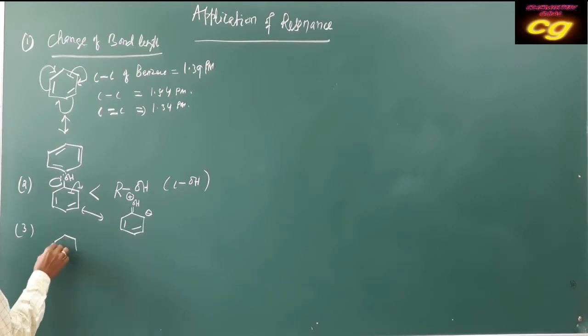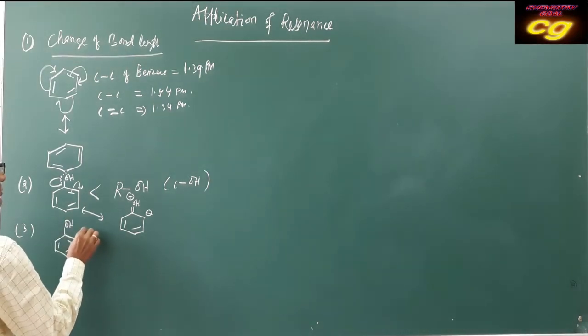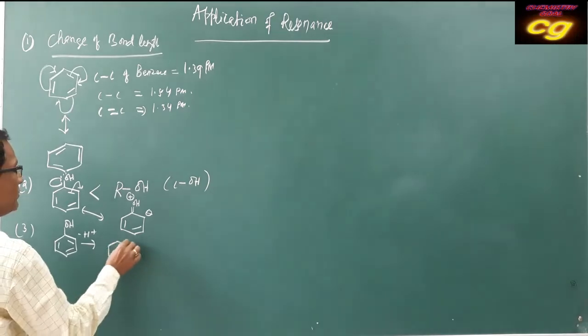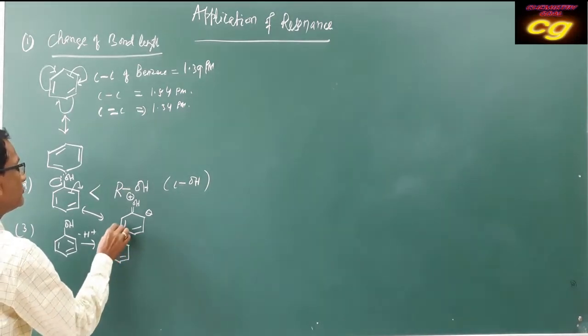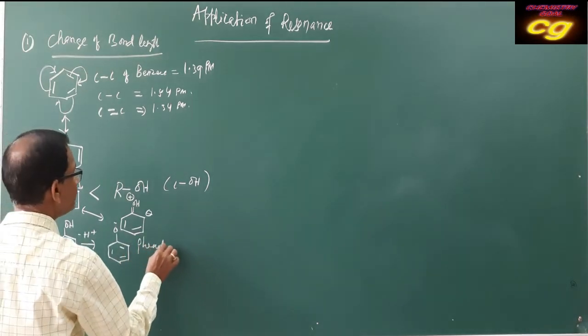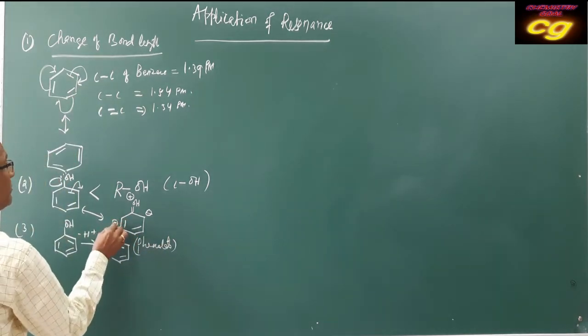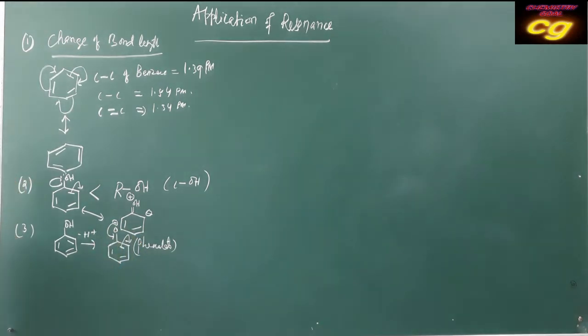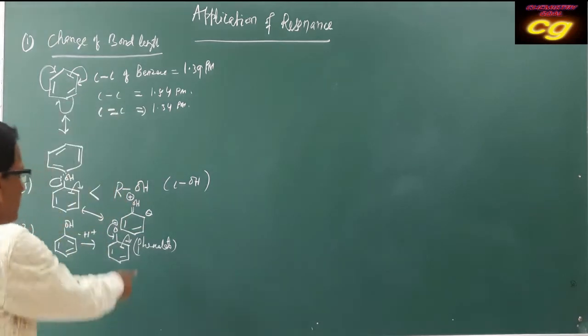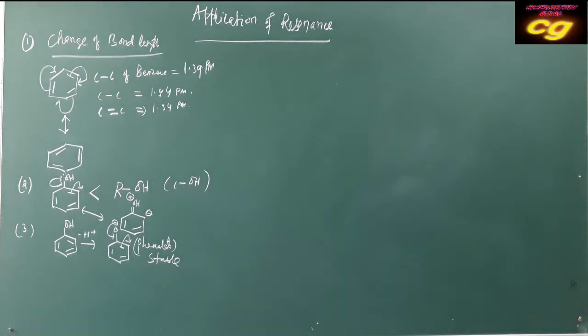The third one is that phenol is a weak acid. Why is phenol a weak acid? Because phenol, on losing an H plus ion, forms the phenolate ion. This is called phenolate, and this phenolate ion is stabilized by resonance. As it is stabilized by resonance, phenol has a tendency to lose an H plus ion in water, forming the stable phenolate ion. That's why phenol is an acid.